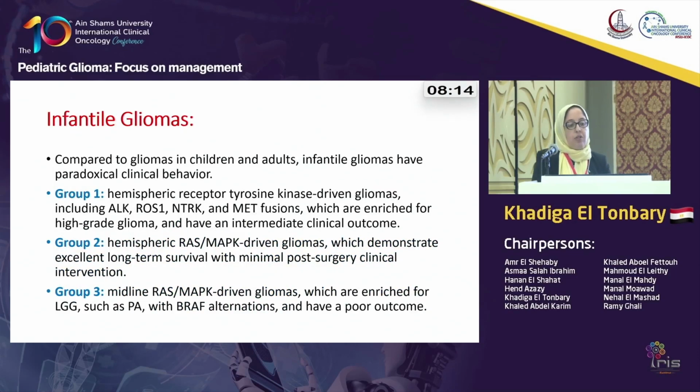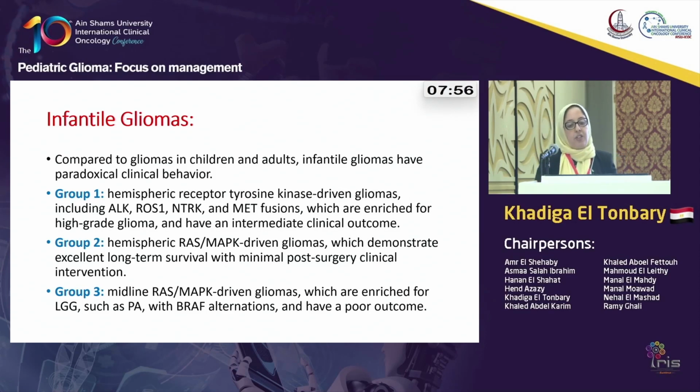The last entity we'll talk about is infantile gliomas. It's a very short note about it. Usually, infantile gliomas compared to older children or adult gliomas have a paradoxical clinical behavior. They are classified usually into 3 groups.